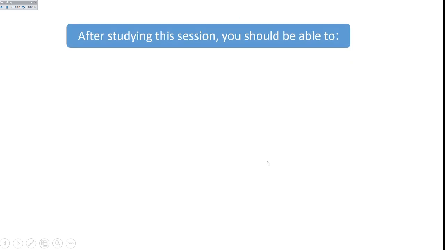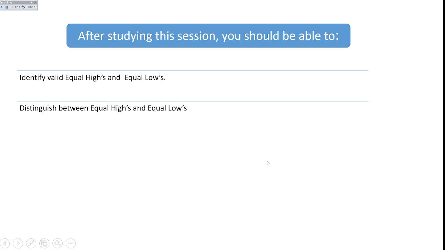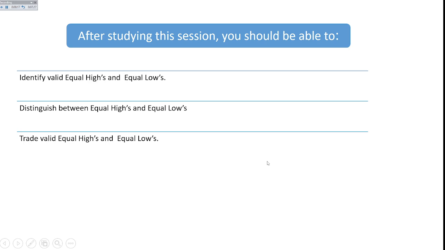So here is what you should be able to do after you have gone through this session. First, you should be able to identify valid equal highs and equal lows. Next, you should be able to distinguish between equal highs and equal lows, and next you should be able to trade valid equal highs and equal lows.